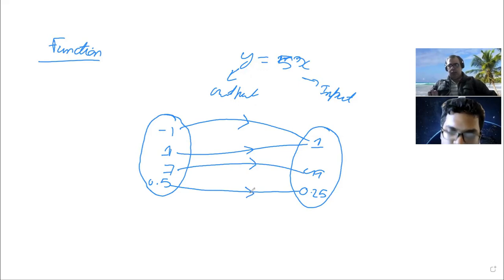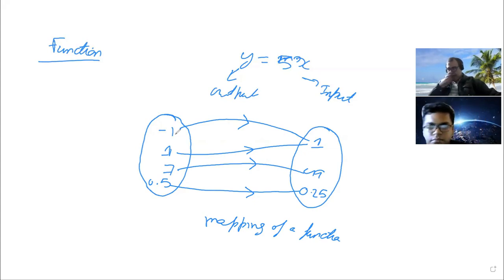So this is actually the mapping of a function. But we can do the mapping of a function only when every input has a distinct output. So you can see that -1 has a distinct output 1, and 1 has also a distinct output 1. But this output may have two different inputs. Only then is the function defined. This is actually the definition of a function, right?